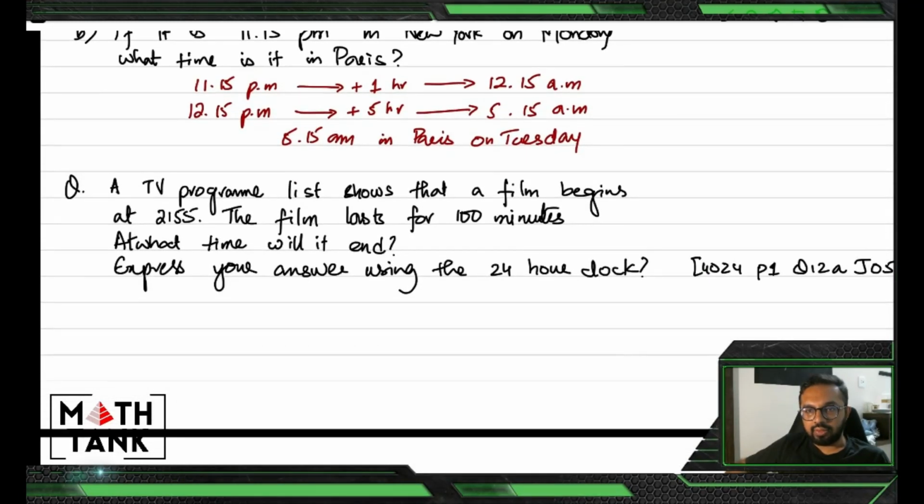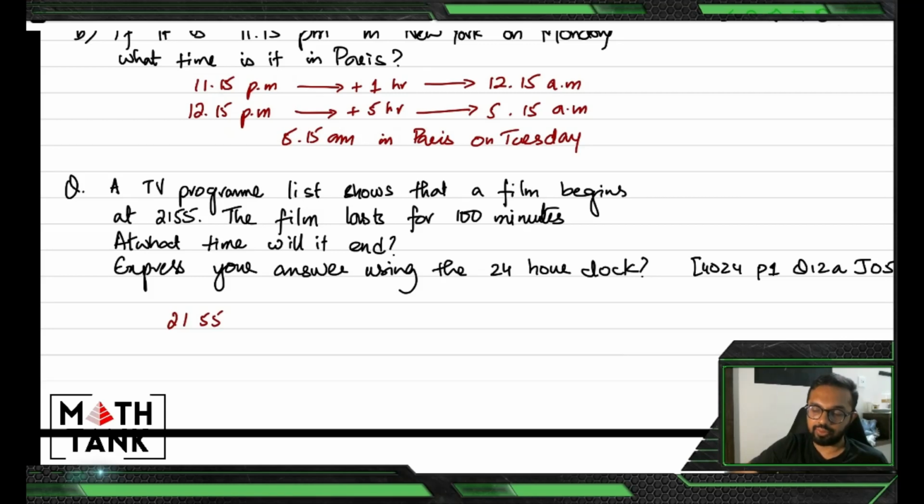Then the next question says the TV program lists shows that a film begins at 21:55. Okay, 21:55. The film lasts for about 100 minutes. Now I need to know what 100 minutes are. If you are good at calculations, you would have already figured this out, that it's 1 hour and 40 minutes. But if you're not, your calculator can do the calculations for you. I'm going to tag some videos here that help you convert time in minutes and hours using calculators.